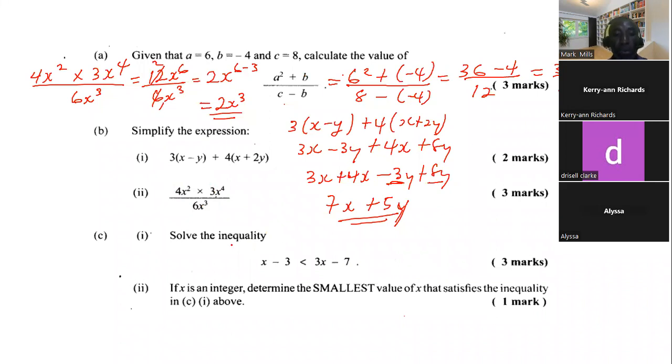Solve the inequality, right? x minus 3 less than 3x plus 1. Yes, wonderful.